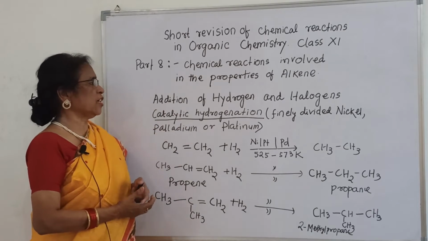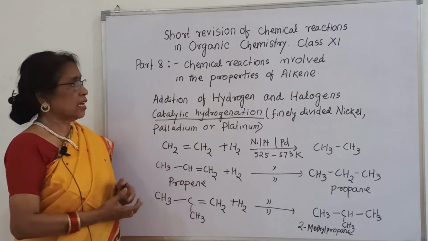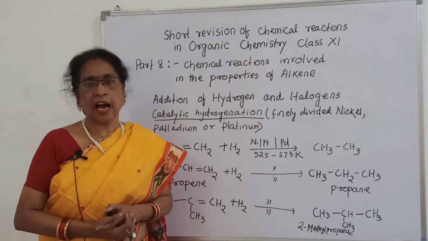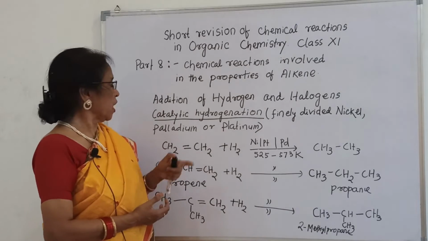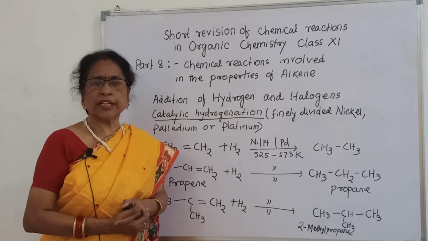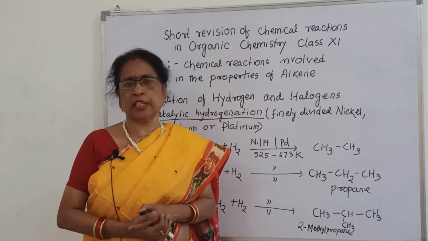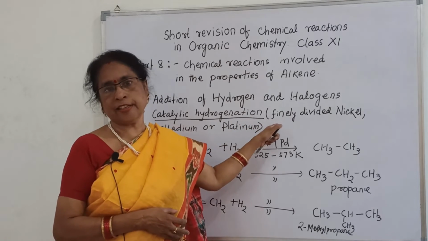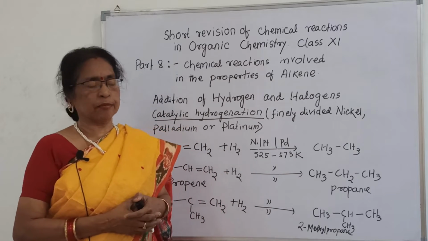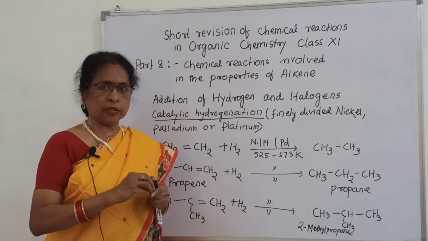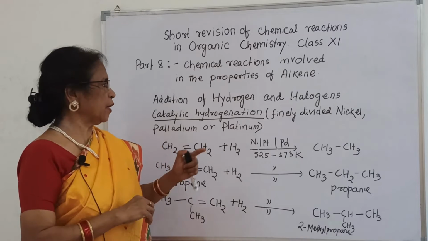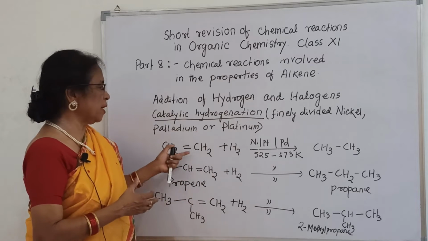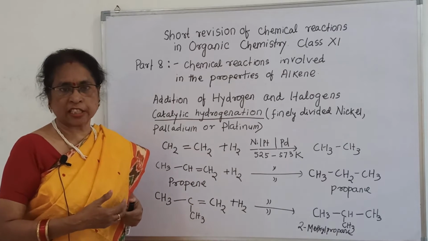Now you can see addition reaction of hydrogen and halogen in this part 8. We will see addition of hydrogen and halogen in alkene. First, see catalytic hydrogenation. What is meant by catalytic hydrogenation? Actually, catalytic means you will add a catalyst. What are the types of catalyst here? Finely divided nickel, palladium and platinum. Now, when you take hydrogen and heat at a particular point and you take any finely divided catalyst, that is nickel, palladium or platinum, then immediately the addition reaction takes place.